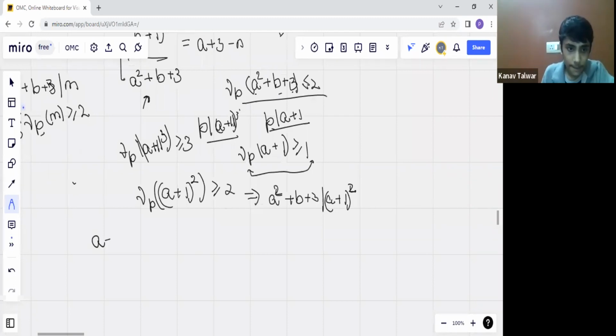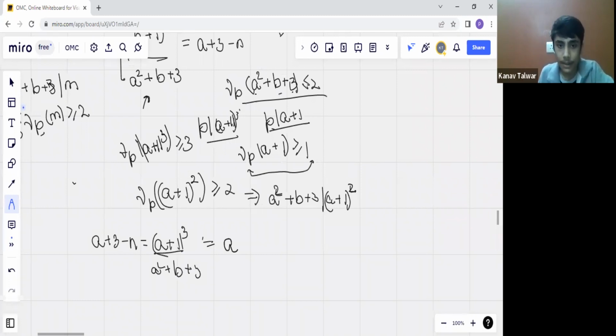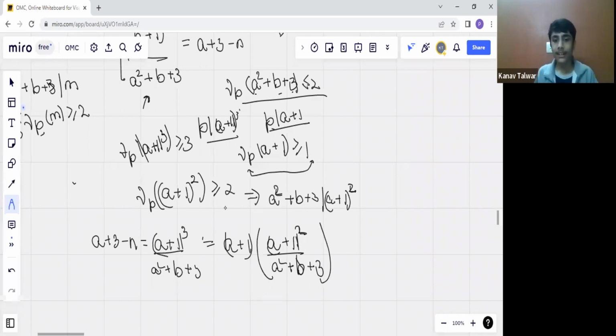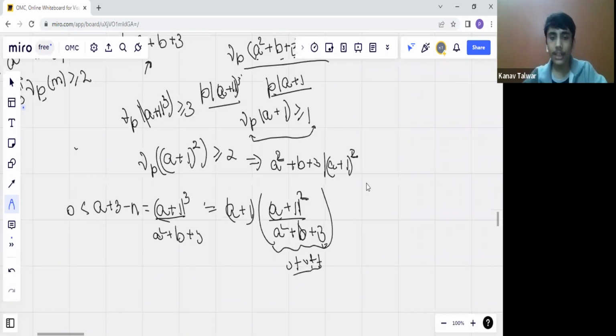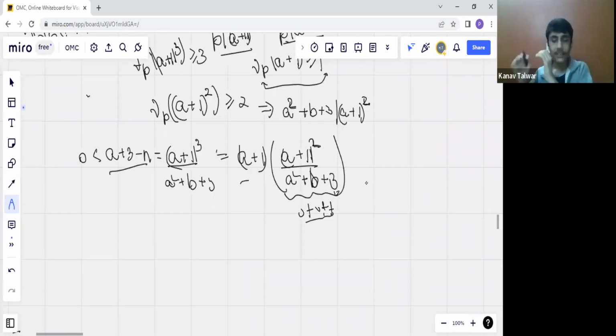So now a plus 3 minus n was equal to a plus 1 whole cube divided by a squared plus b plus 3, which we can rewrite as a plus 1 times this quantity, divided by a squared plus b plus 3. And then we know that this is an integer. This is some stuff we don't care about. All we know is that this stuff is a positive integer. So a plus 3 minus n is equal to a plus 1 times some integer. So a plus 1 must divide a plus 3 minus n.